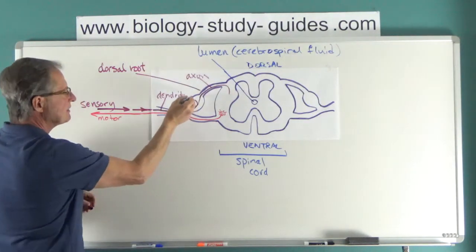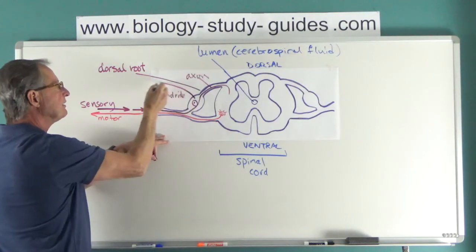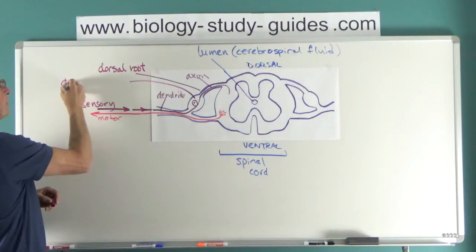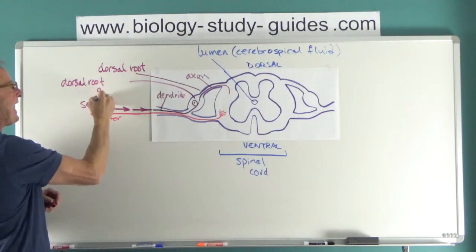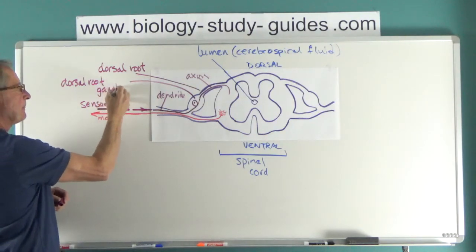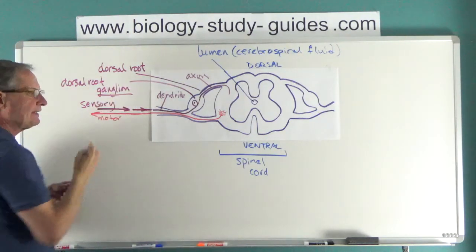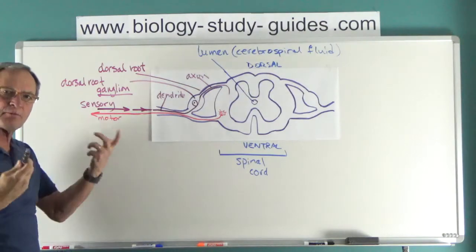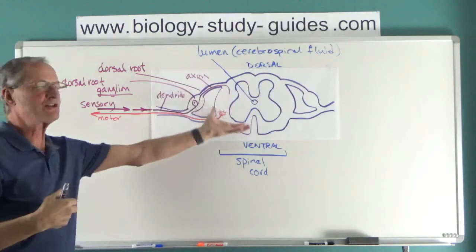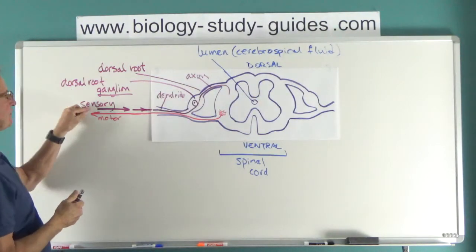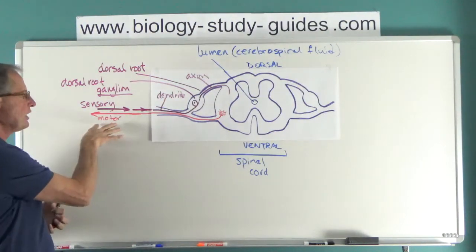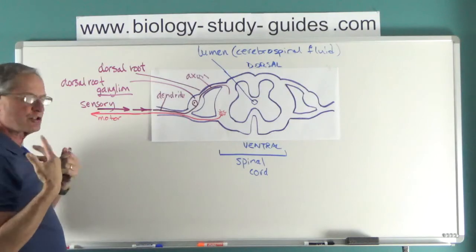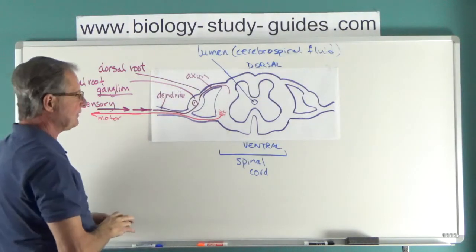And this little bump along that dorsal root is a dorsal root ganglion. A ganglion refers to nerve cell bodies that are not within the central nervous system. So the sensory neuron has a dorsal root ganglion. There's no such thing on a motor neuron in the somatic nervous system anyways.